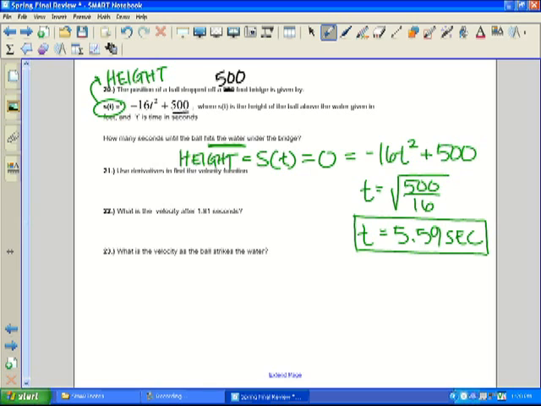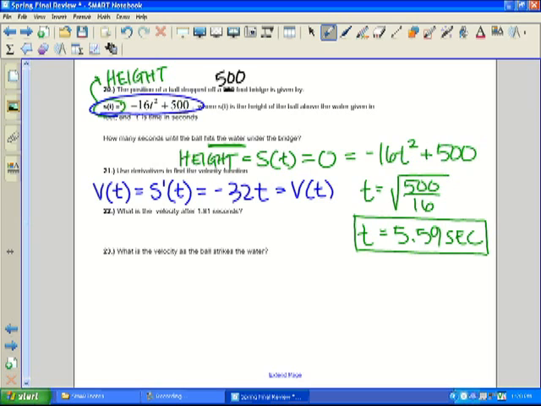Number 21 says use derivatives to find the velocity function. Well, the key here is that velocity is the derivative of the position. And so I simply take the derivative of my position function that I have right here, and I've got negative 32t plus 0 in this case. So this is my v of t. That tells me the velocity at any time.